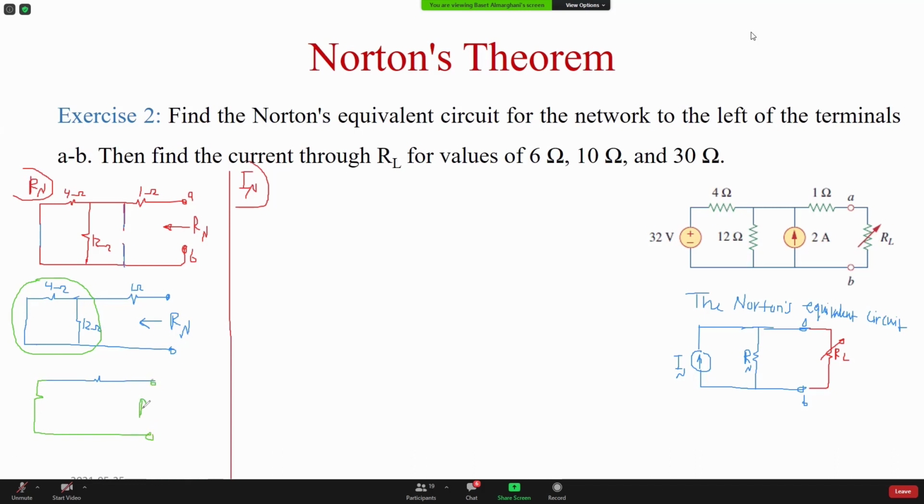This is Rn. It's going to be equal to, this is 3 ohm here, and this is 1 ohm. So 4 times 12 divided by 4 plus 12, that is 3 ohm resistance, and this is the total for this part. So Rn equals 4 ohm. We found this one, 4 ohm.